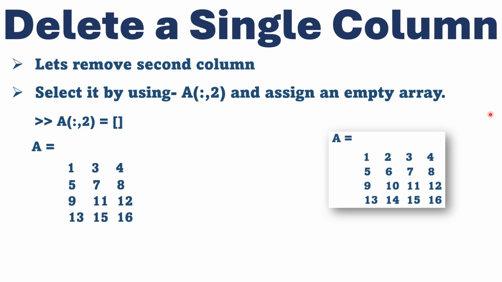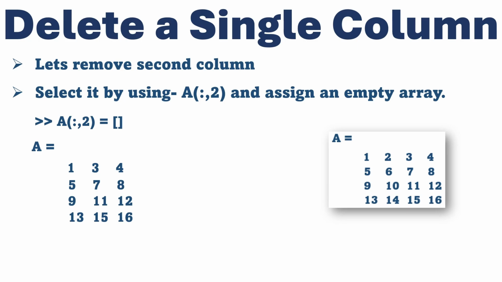The second column has been deleted. That is 2, 6, 10, 14 has been deleted, and the size of the resulting matrix has also changed. Earlier it was 4 by 4. Now the size is 4 by 3, 4 rows and only 3 columns because the second column has been deleted. And this is how you can delete a column as well.